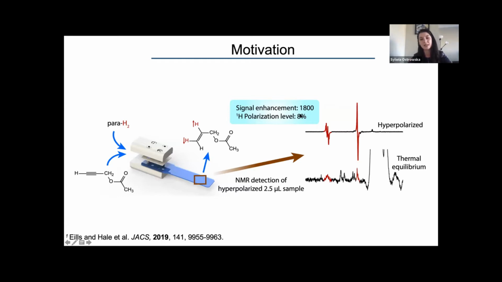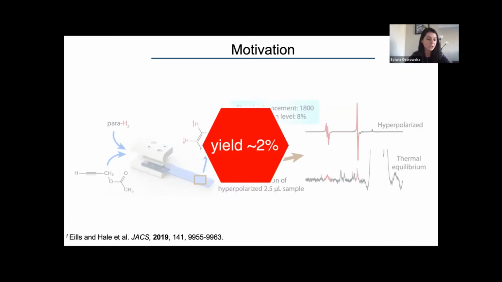Now, to make this approach practical, however, we need to enhance the yield of the reaction, as it was only about 2%. And to do that, we need to understand the interplay of the chemical reactions and the transport properties, as well as spin dynamics in the fluid flowing through our devices. So today I'm going to walk you through firstly our space-independent model, a kinetic model, followed by the space-dependent model, which helped us understand what is actually happening in our chips.